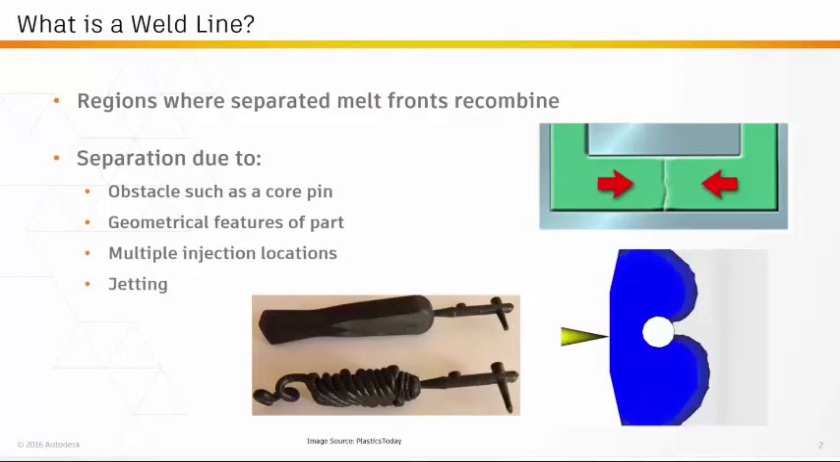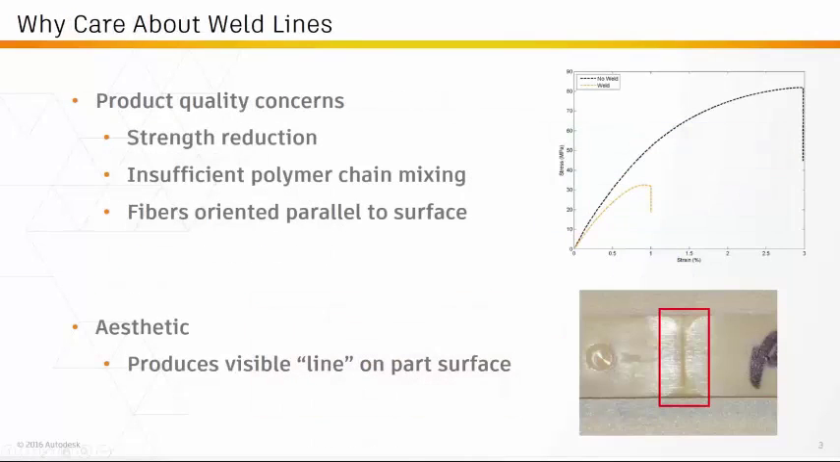Weld lines are regions where separated melt fronts recombine. The separation occurs due to obstacles such as core pins, geometrical features, multiple injection locations, and/or material jetting. We're typically interested in weld lines, knit lines, or weld surfaces as they're called for two main reasons.